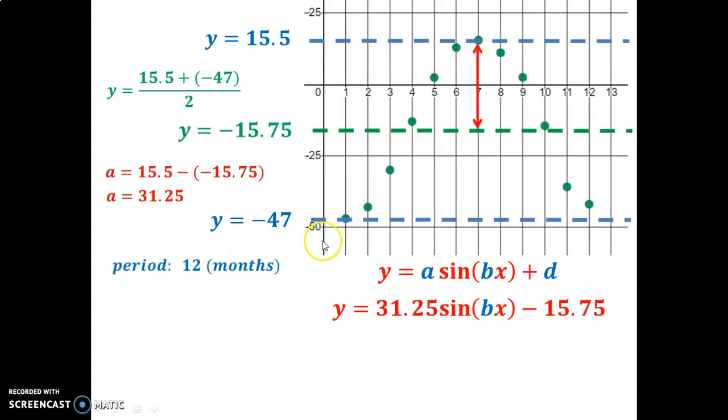Well, we know the period is 12 months. This data goes for 12 months, and that's one full wave, right? Starts there, goes through the whole wave, and gets back to that point, and it will start again. So that's a 12 month period.